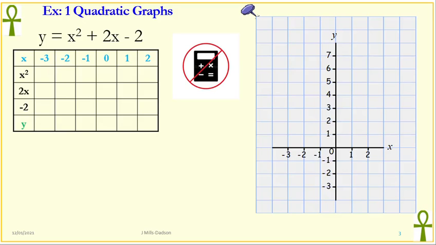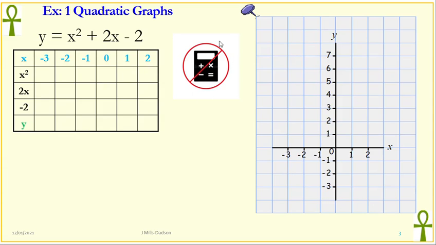So we have y equals x squared plus 2x minus 2. And we're supposed to draw the graph on this grid. Normally in an exam, when you get this kind of question, you just create your own x coordinates. From the graph, we have -3 to 2. So I have to create my own x coordinates from -3 to 2.